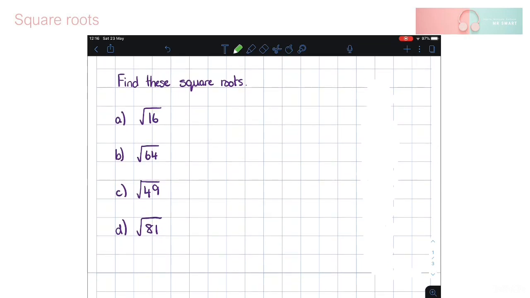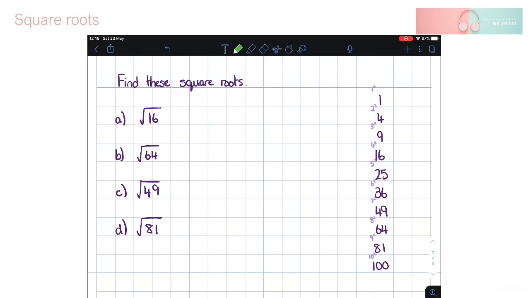So let's have a look at these square root questions. It says find these square roots, and to help us, I've got the first 10 square numbers there to help us. So 1 squared is 1, 2 squared, which is 2 times 2, is 4, 3 squared, which is 3 times 3, is 9, and so on.